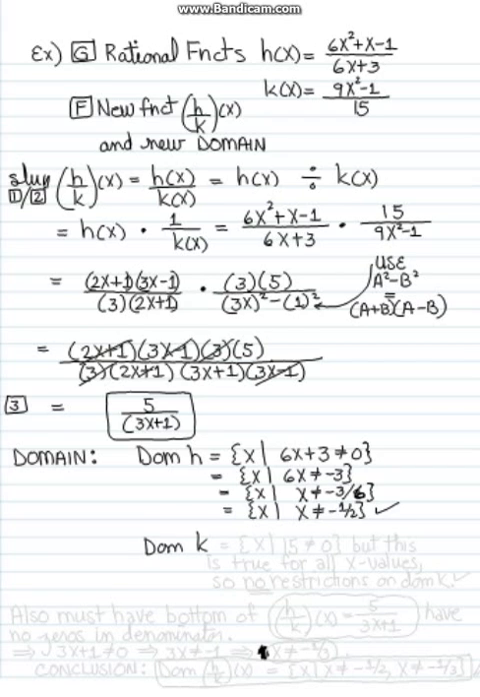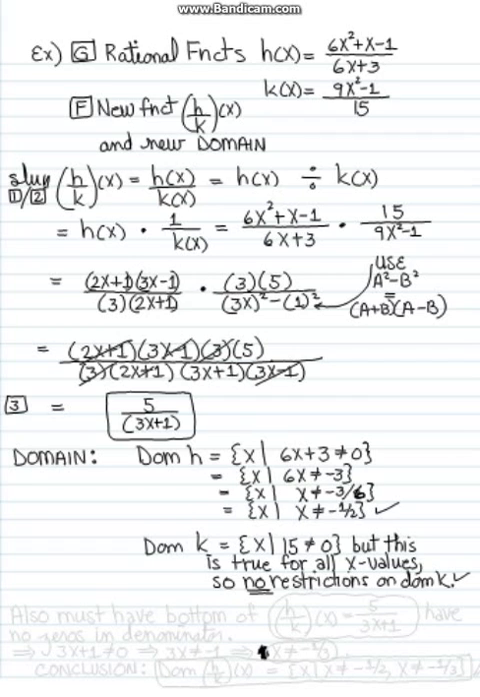Okay, what about the domain of k? K is the set of all x's such that the bottom is not equal to 0. The bottom of k is 15. Well, 15 is never equal to 0. So this restriction is true for all x values, which means there are no restrictions on the domain of k. It's all real numbers.